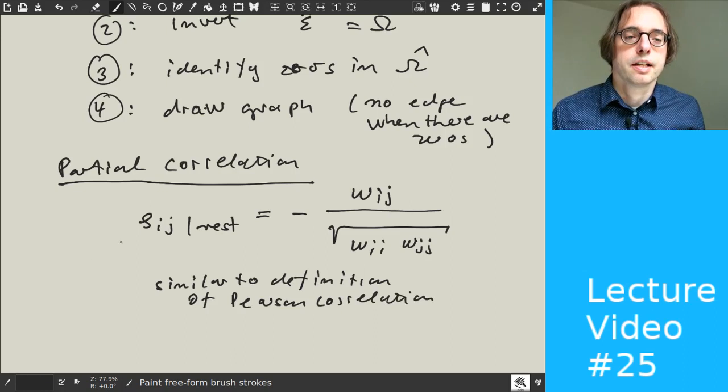So rho ij given the rest is this thing here. It's basically just proportional, a standardized precision matrix.